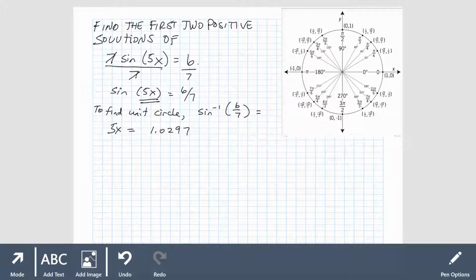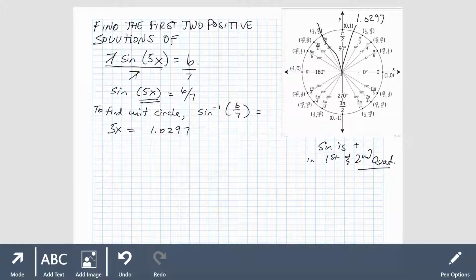Now, 1.0297 is an angle in the first quadrant because it's less than pi over 2. Also, we know that the sine function is positive in the first quadrant, and the sine is also positive in the second quadrant. So sine is positive in the first and second quadrants. Because when we took the inverse sine function, it gave us the first quadrant value, that's one of our answers. Our next job is to figure out where this second quadrant answer is. So this one was the 1.0297. I need to figure out where the other one is.